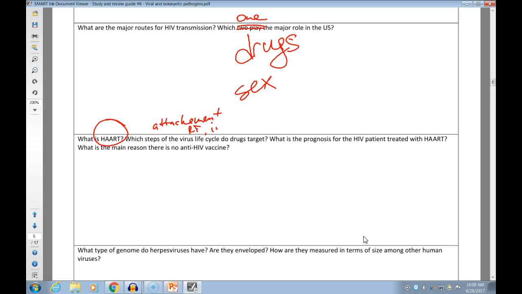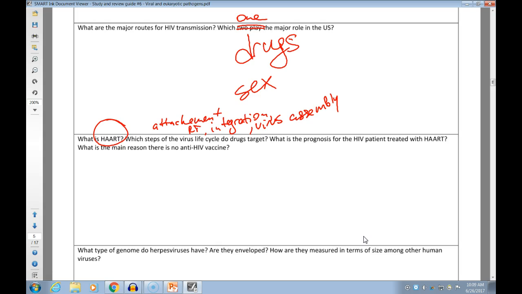Reverse transcription, integration, virus assembly. Prognosis for HIV patient treated with HAART. What's the prognosis? Is it good? Is it bad? Good.